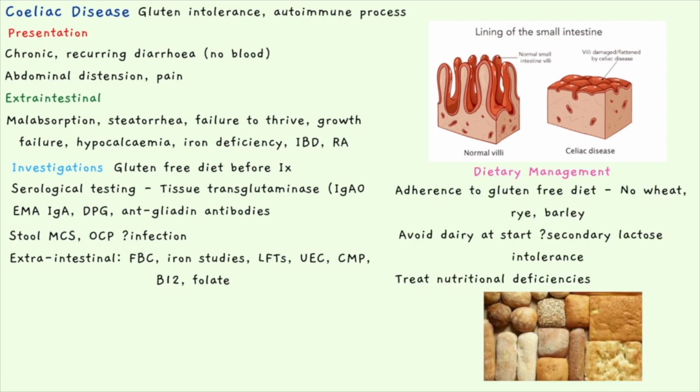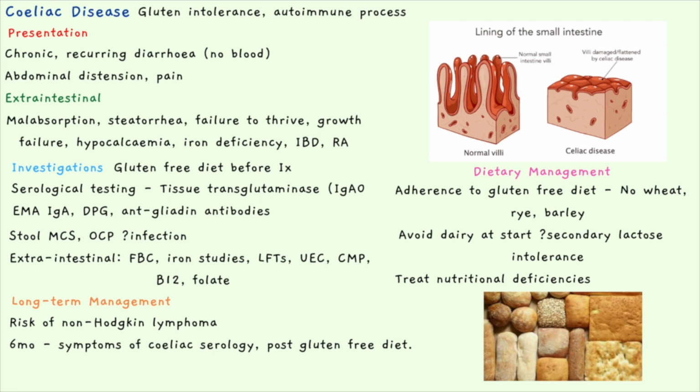Management is logically to avoid gluten food products. So no wheat, no rye, no barley. And at the start, it's also important to avoid any dairy products, because there's commonly also secondary lactose intolerance. It's also important to treat any underlying nutritional deficiencies, such as B12, folate, and iron.